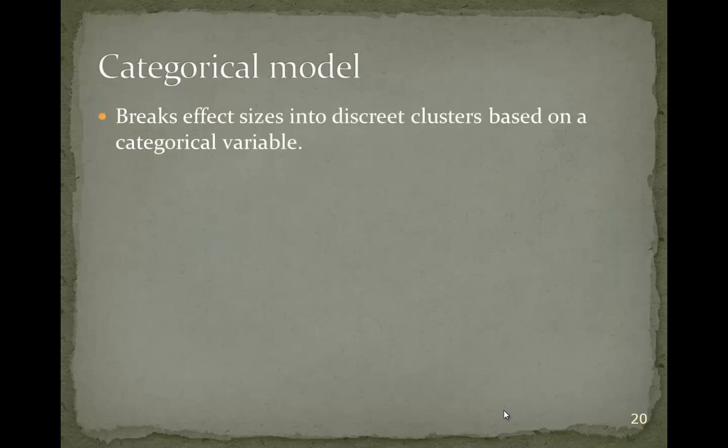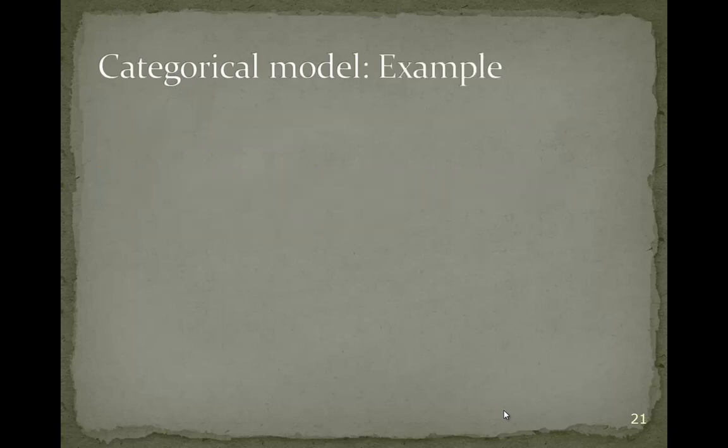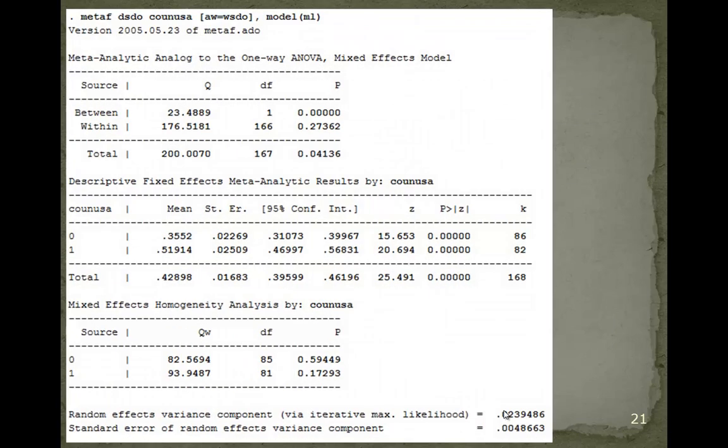So here's a categorical model. You're just going to break your effect sizes into 2 or 3 or however many discrete clusters you have in your categorical variable. This example will use Wilson's meta-f macro in Stata, and we'll answer the question: do studies in the US get bigger gender differences in social dominance orientation? Just a simple thing. So here's the output from that command.